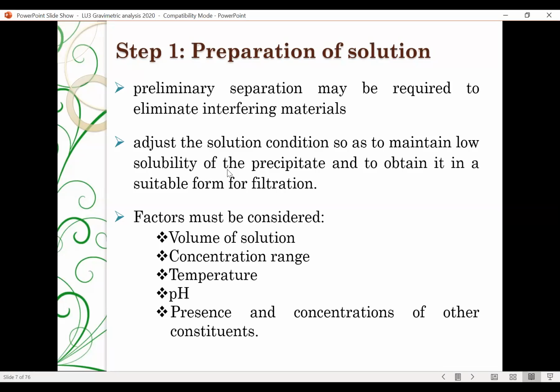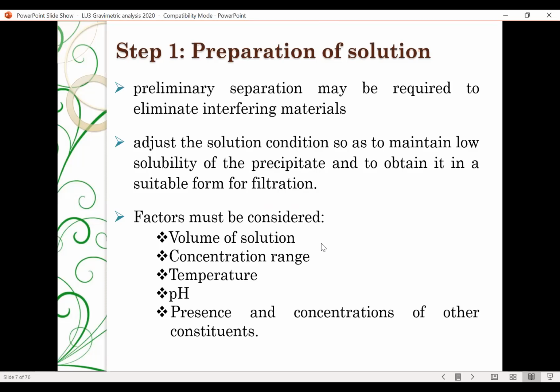If our precipitate has high solubility, it means it can be dissolved in the solution. It does not form solid, and we will have difficulty when we try to filter it because the particles are so small. So what we want is to form large crystals of precipitate so it is in a suitable form for filtration. So we adjust the solution condition so we can have low solubility of the precipitate.